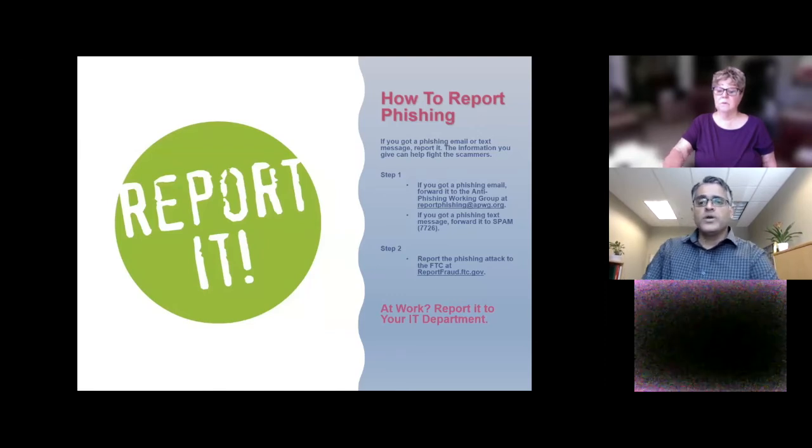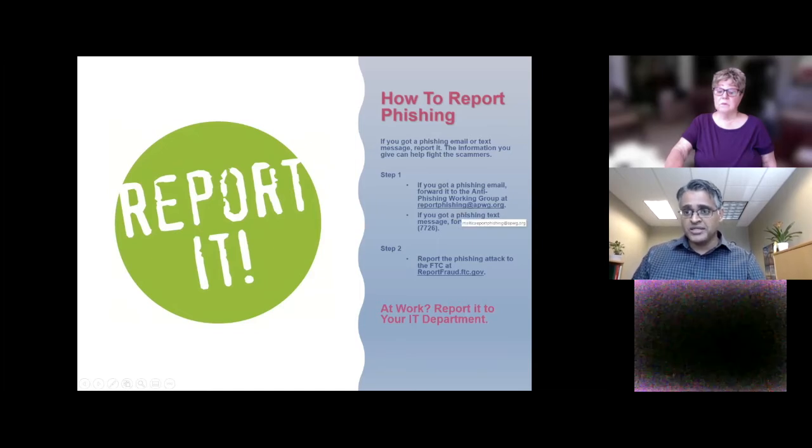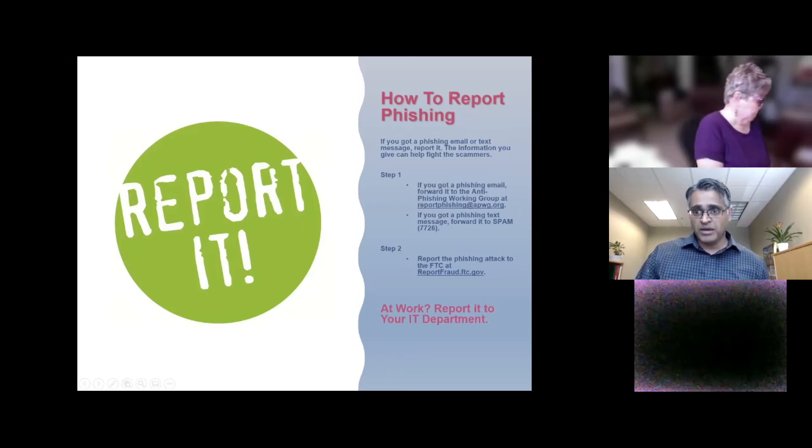So when you do get a phishing email and you've confirmed that's a phishing email, the best thing to do is obviously delete it, do not respond to it, but also it's good to spread that education. Again, this will be shared. So if you don't get a chance to get this, you can get this later. There is an email address you can forward it to, reportphishing@apwg.org. If you get a text, you can forward it to spam, which is 7726.